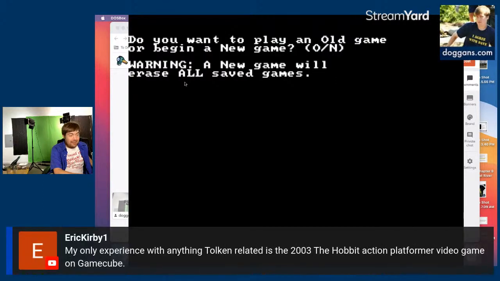I have not played the 2003 Hobbit game, by Sierra. I would like to sometime. I just need to find a version that's emulatable on my MacBook, or maybe if it was ever ported to Switch or something. But I would like to give that game a try, because from what I've seen about it, I do like the visual style.